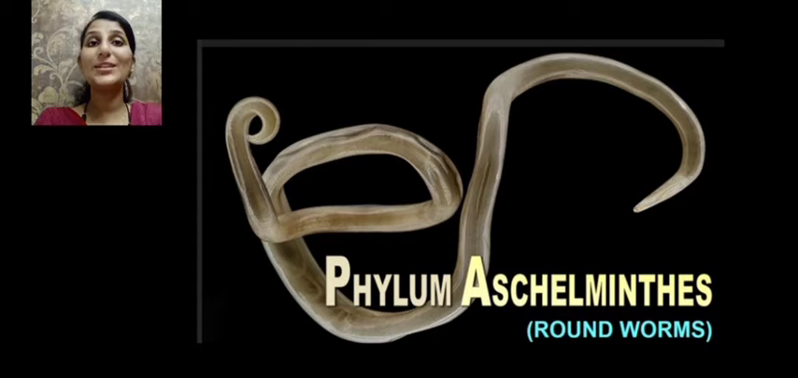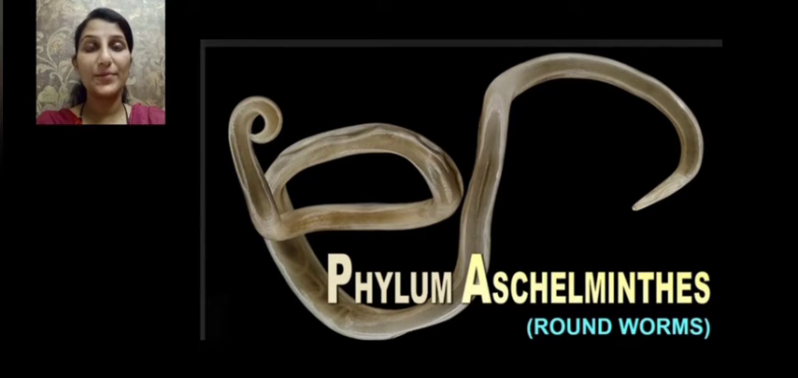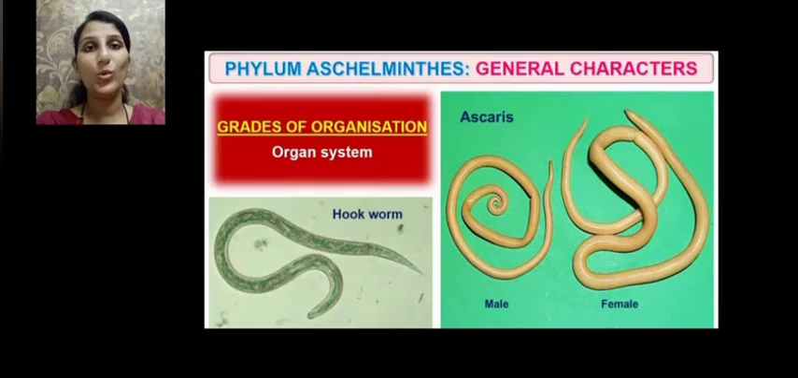Now let us learn about the next phylum, that is Phylum Aschelminthes, or it is called Nematoda. They are usually called roundworms. Why are they called roundworms? Because they appear circular in cross section. So they are called roundworms.